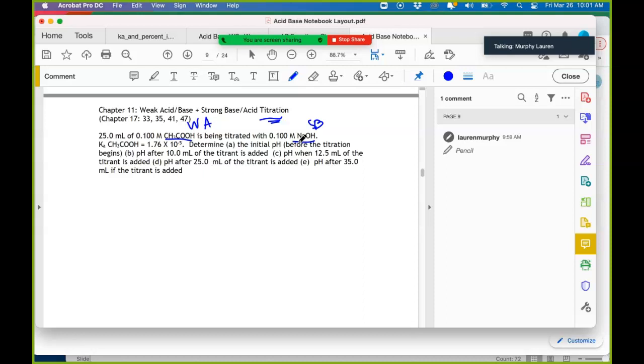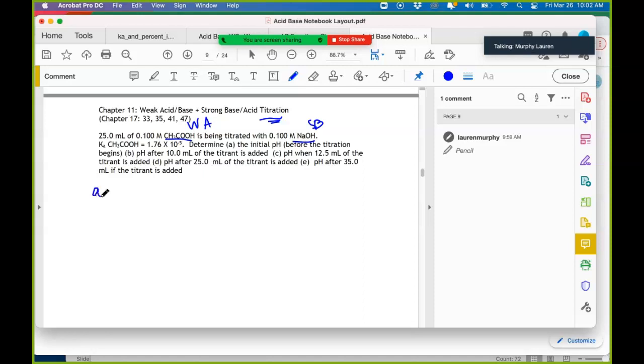So my hint to you is when they give you the volume and the molarity of the species, that's usually the thing in the flask. And then when they say it's being titrated with, this is the titrant, meaning that's the thing in your burette. So we're trying to find the pH of the flask. What is the pH of the acid in the flask?